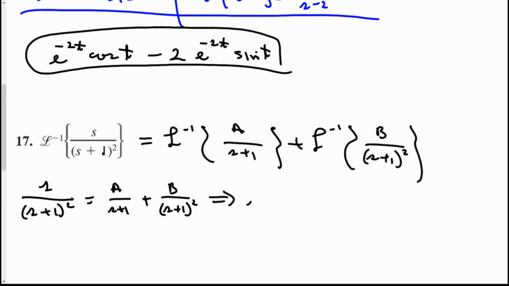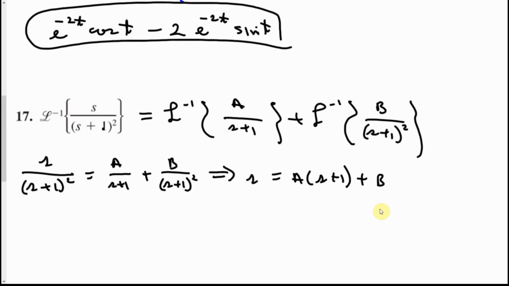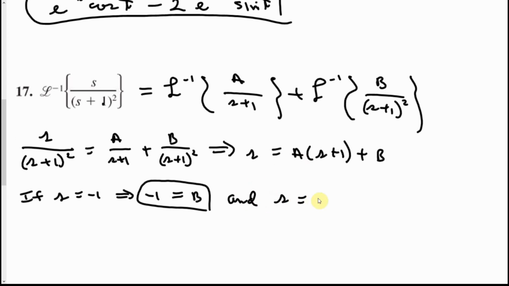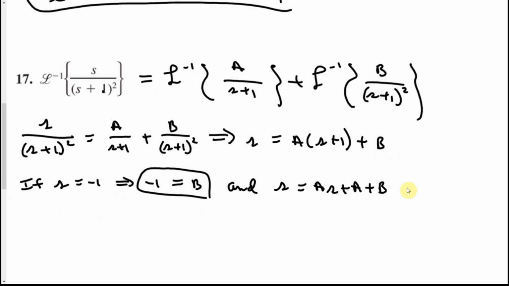Well, this gives us, multiplying both sides by the LCD, s is equal to A times (s plus 1) plus B. Now, if you let s equal -1, this implies that we have -1 is equal to B. And then do you see that A is equal to 1? And look, this is s is equal to A times s plus A plus B. Just simplify that out.